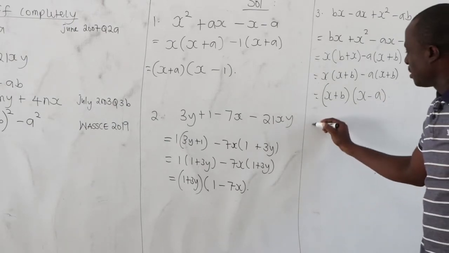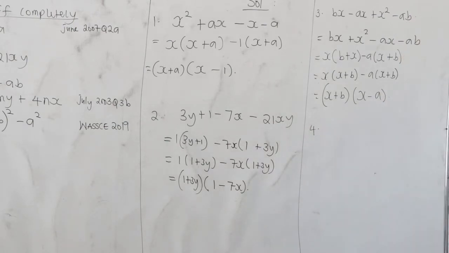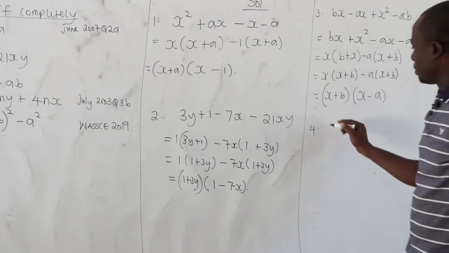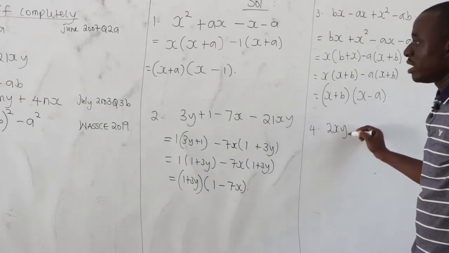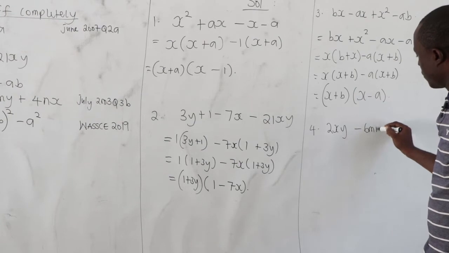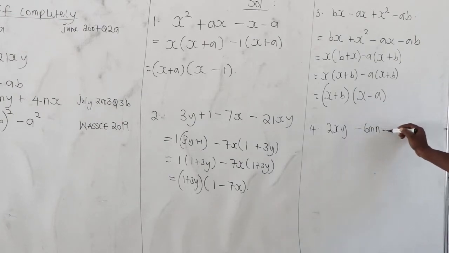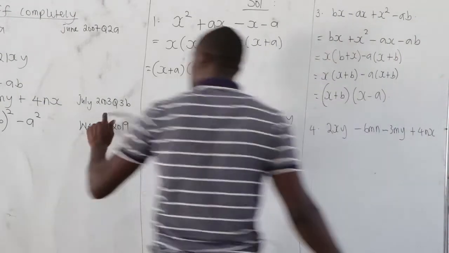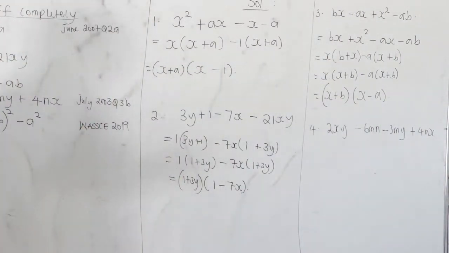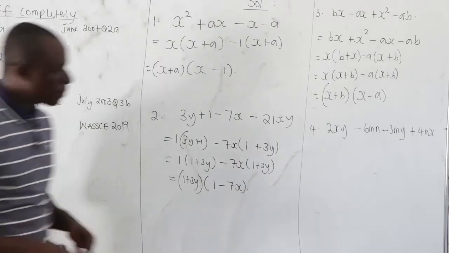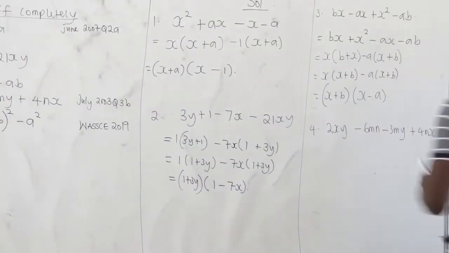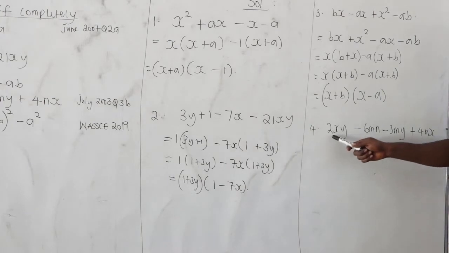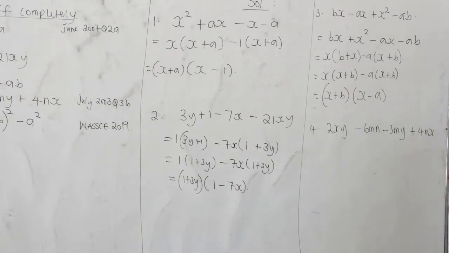Now let's see the fourth question. We have 2xy minus 6mn minus 3my plus 4nx. And this is July 2003, question number 3b. Now, when you take the first two, there's nothing that is common. So we can take 2xy and then 4nx.